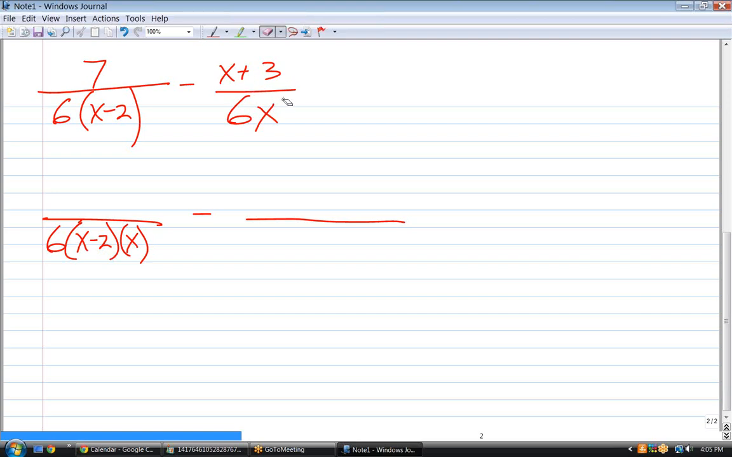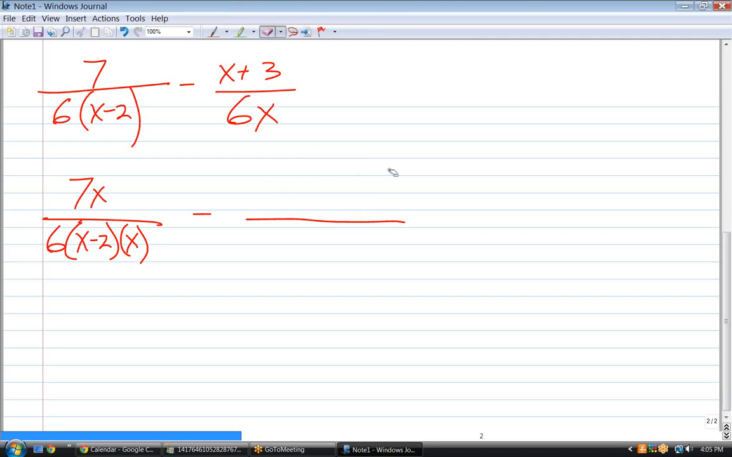In other words, if this was an x squared, well, all I would need to do is make that x squared like that, and now it would be a least common denominator. I don't need to necessarily multiply the sixes. All right, so let's finish this problem. What goes here? Which would be 7x. And what goes here? X plus 1.